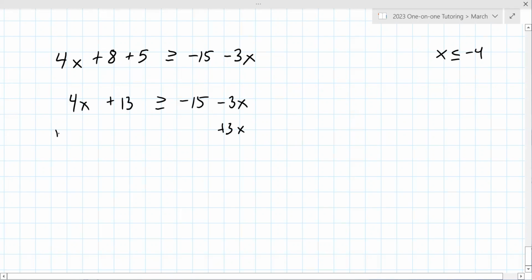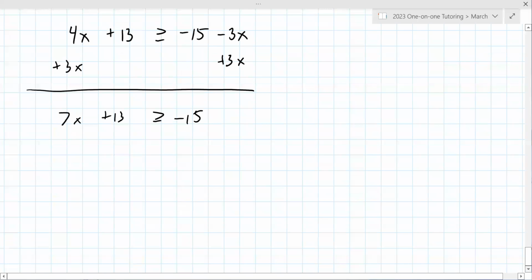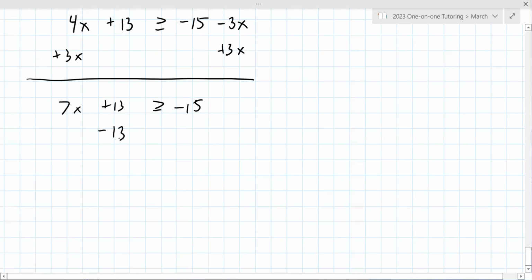Okay. All right, so we're at 7x plus 13 greater than or equal to -15. Now what's the next thing? Now subtract, or do -13 to both sides. Yep. And that gets -28. Okay, very good. And then what's the last step? Divide by 7.